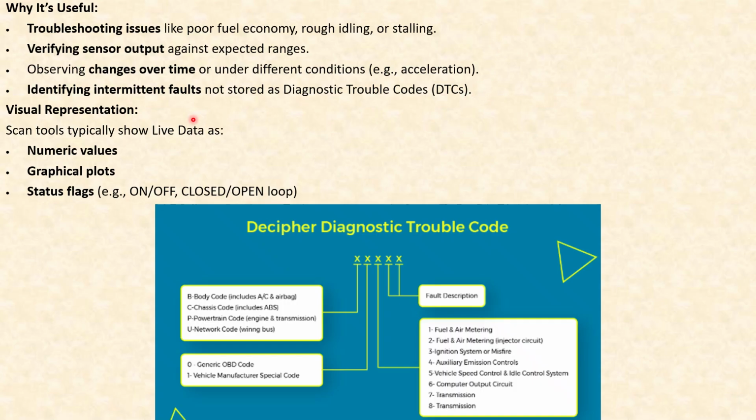intermittent faults not stored as diagnostic trouble codes. So whichever faults are not stored as DTCs, and in case any intermittent fault is there, that also is identified. Now, visual representation: scan tools typically show live data as numeric values, graphical plots, and status flags. I already clearly showed you the deciphering or decoding of the diagnostic trouble code.